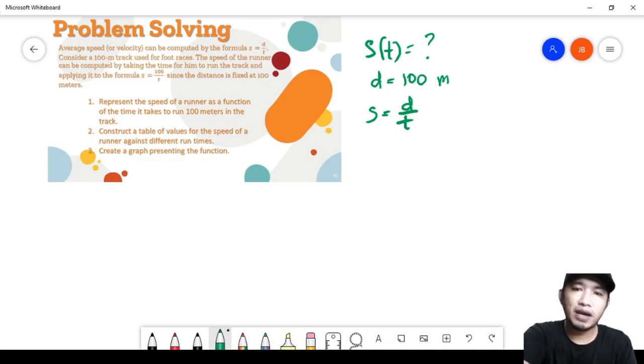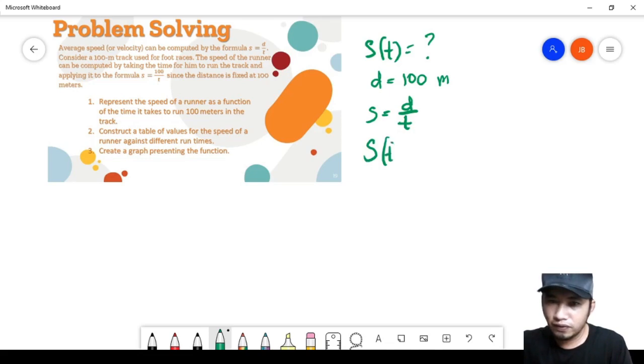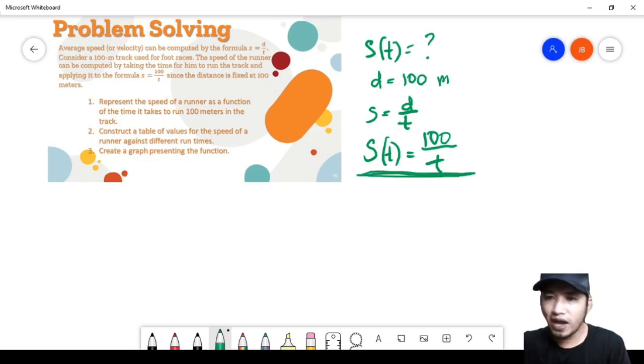Palitan natin ng big S. Okay. S of T. And what is the distance? 100 meters, all over, ano yung time? Wala. Time pa rin. T pa rin. So that is the function now. Okay? This is the function. Number 1 na yan, ha? Oh, number 1. Okay? Now, number 2.